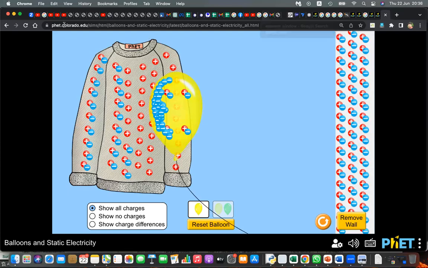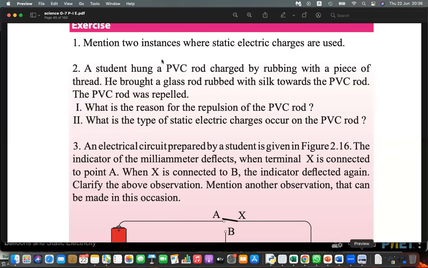If you want to do the simulation and practice it again, here's the link. You can follow the link and do this to practice. Then we have learned about that phenomenon last day. I'm asking this now. The question is basically asking for 2 instances where the static electric charges are used. Can you tell me? You need to talk.